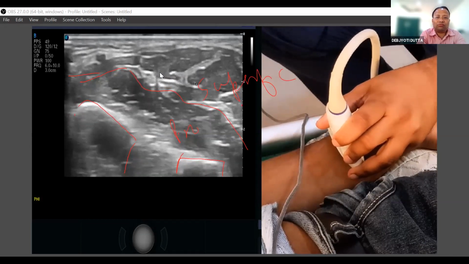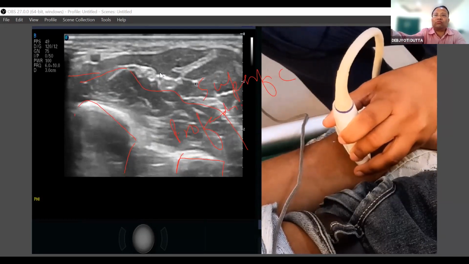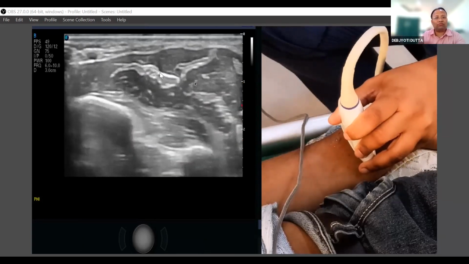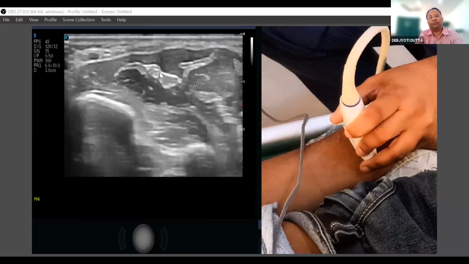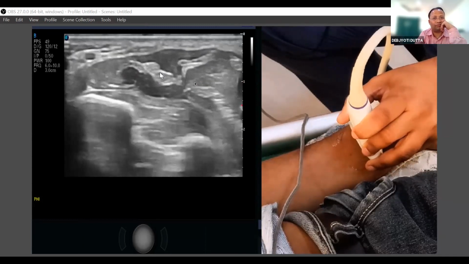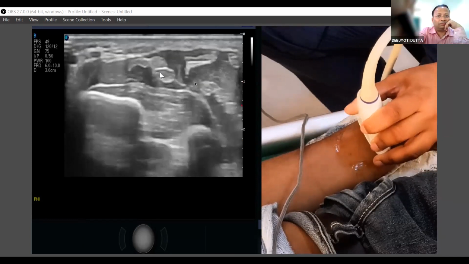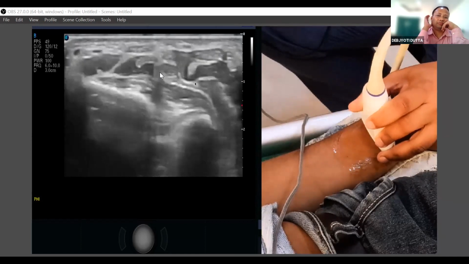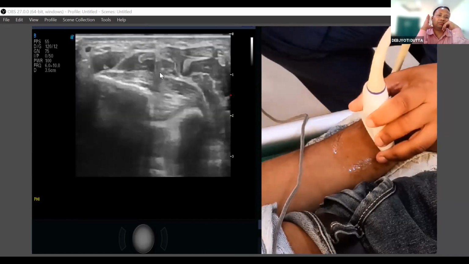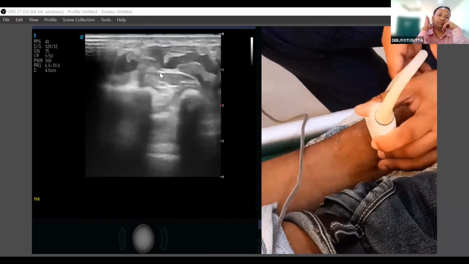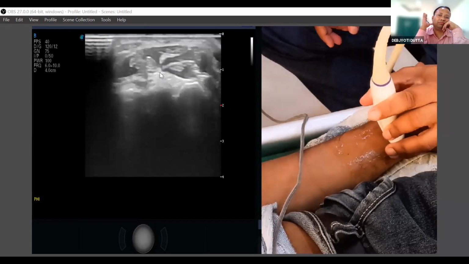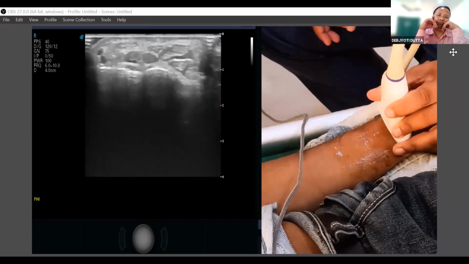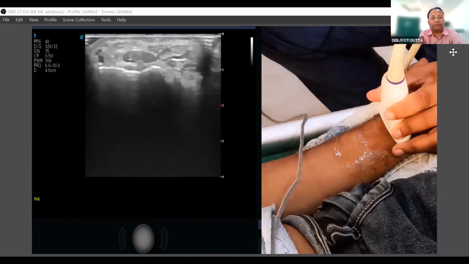Now, as we are coming down, now we started coming down. Can you see the probe? We are slightly and gradually coming down. Now the nerve is much more clear. Now we are coming farther down. We are close to the wrist.